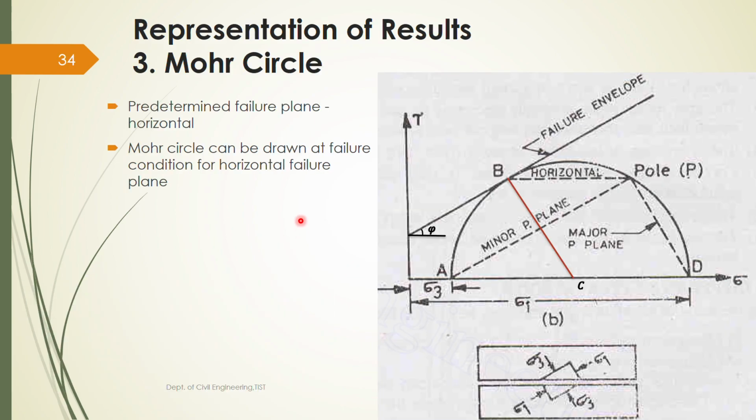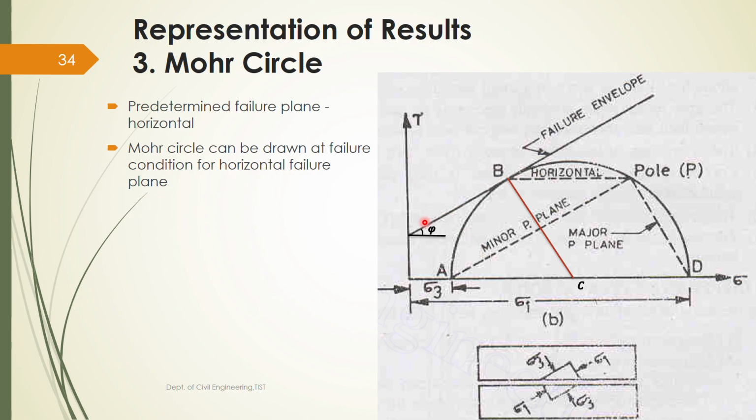Now the third representation is using a Mohr circle. See, in this case the failure plane is fixed. Always the soil will fail only in the horizontal direction, isn't it? So the lower half will be moving in one direction, the upper half will be moving in the other direction. So always the soil sample will fail in the horizontal plane. So the horizontal failure plane is fixed. So we can draw a single Mohr circle at failure condition for the horizontal failure plane.